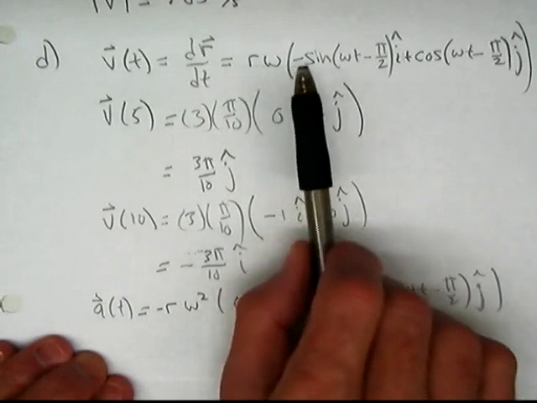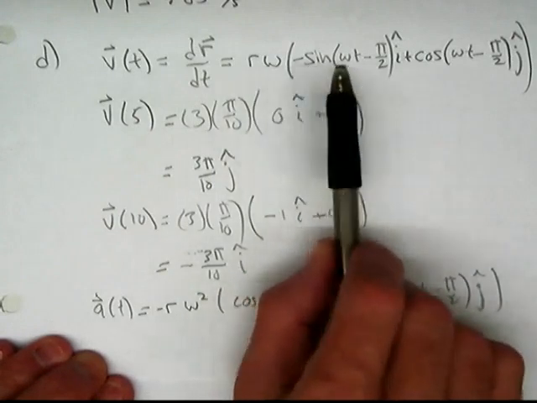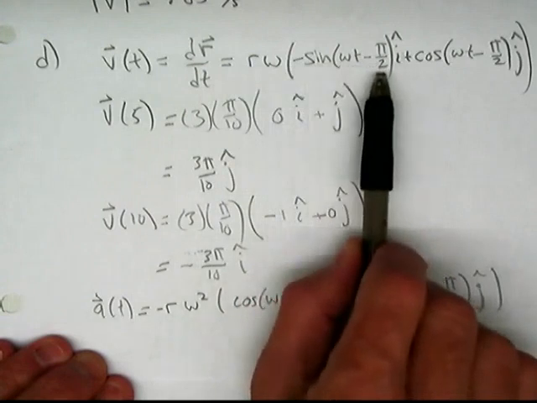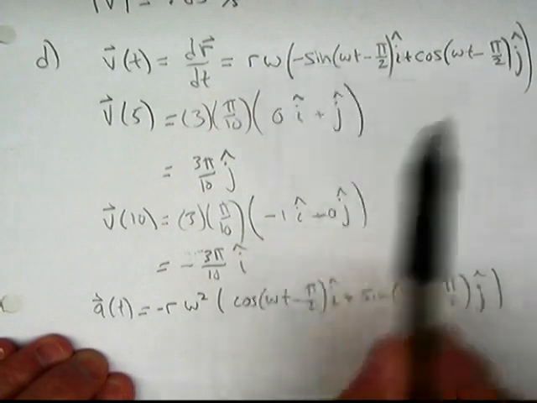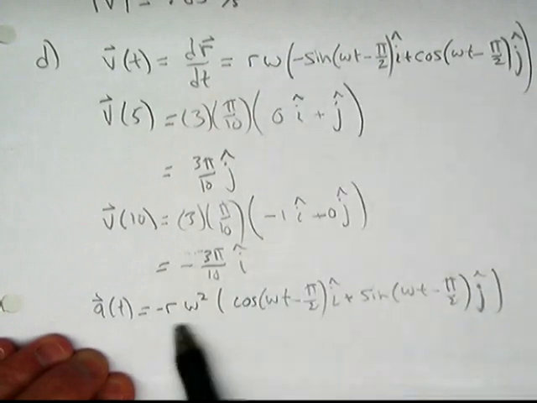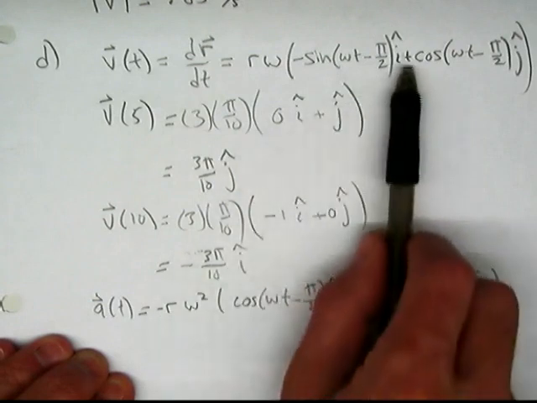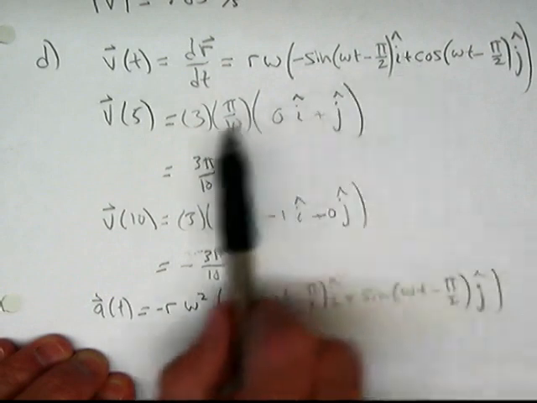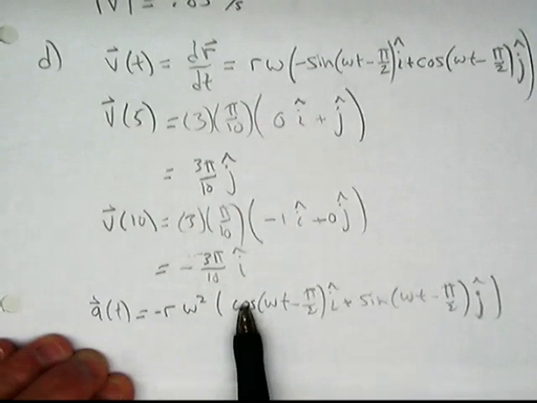For the first term, the negative sign comes outside, and we just have sine of omega t minus pi over 2. So it's the derivative of the outside function. What's the derivative of sine? Cosine, okay? I pulled the negative sign out over here. That's where the negative sign went, which means I have to pull a negative sign out of this one too.